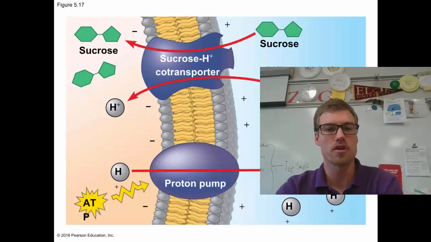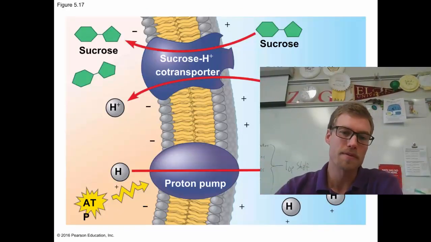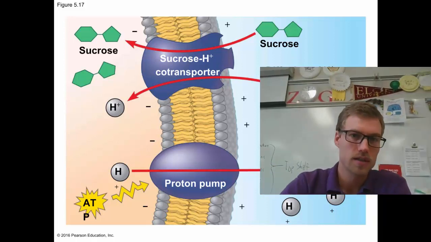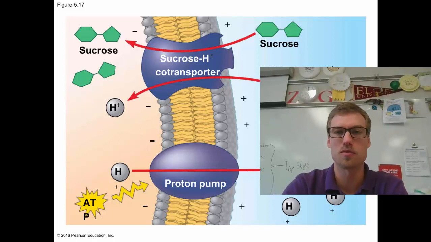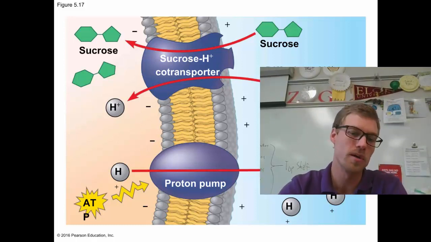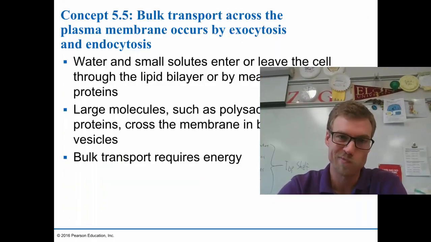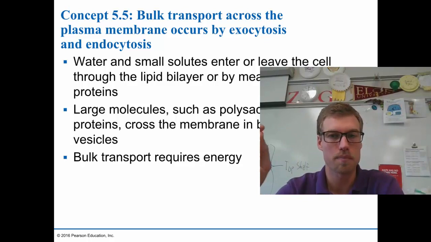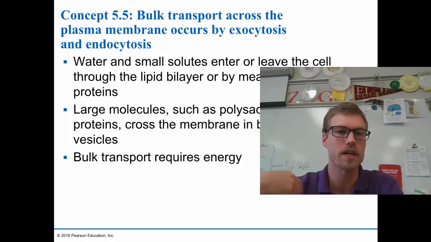So for example, with this sucrose co-transporter, what happens is that the proton moves into the cell through the co-transporter, and when it does so, it also moves in the sucrose molecule with it. So it's co-transporting it. Now, the examples we just looked at are where we move specific small solutes across the membrane, but we can also move larger molecules.